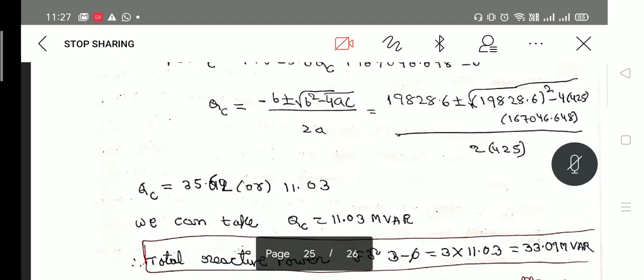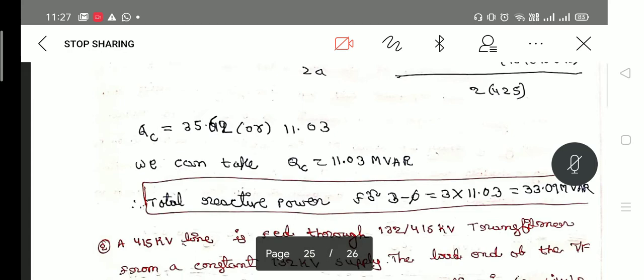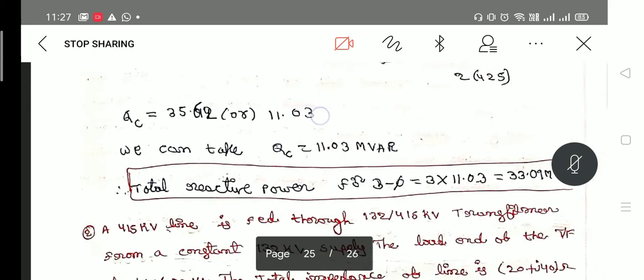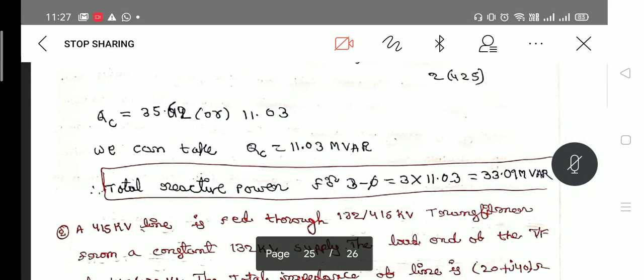The QC value is 35.62 or 11.03. So, 3 phase total reactive power is 3 into this reactive power 11.03, any of the reactive powers you can take. I am taking 11.03, so 33.09 MVAR. In this circuit, the total reactive power is 3 into 11.03, that is 33.09 MVAR.